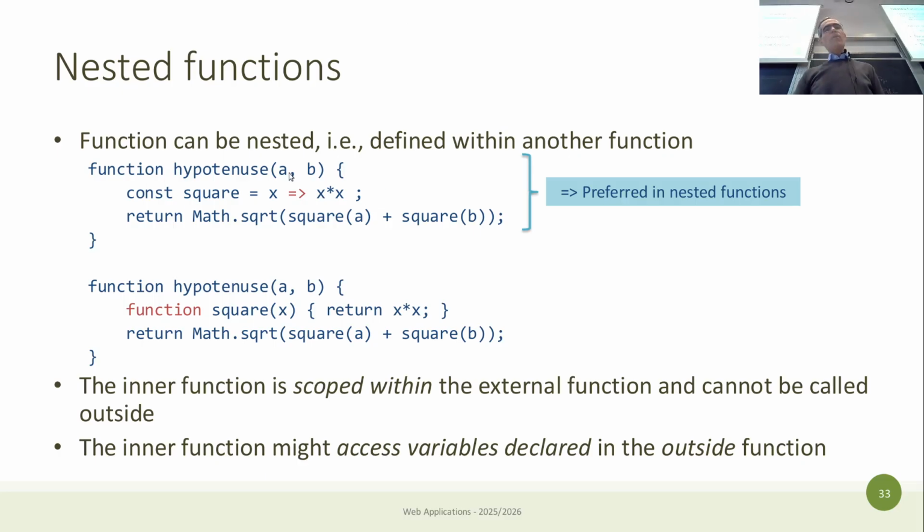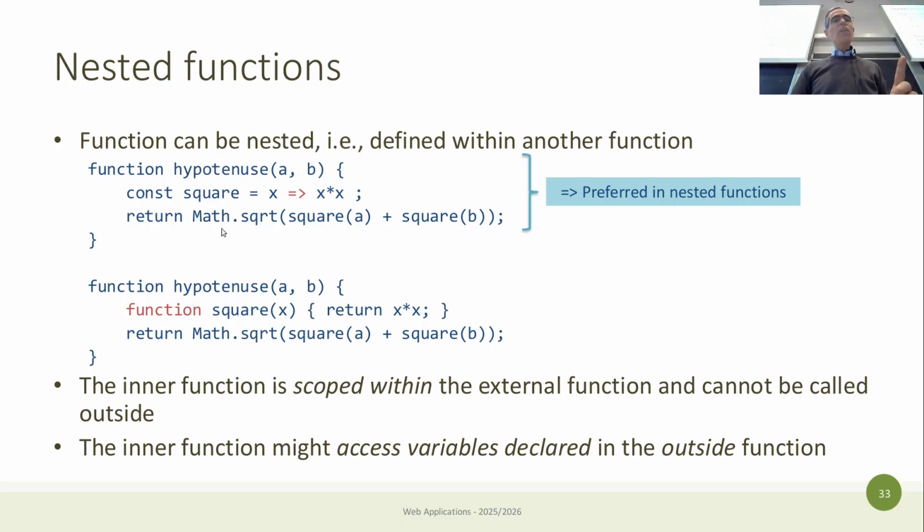So, function hypotenuse: you want to compute the side of a triangle, AB, with the famous theorem, square A, square B, the square root, and so on. And you define square here inside the other function. Something which is perfectly possible. It works very well in JavaScript.